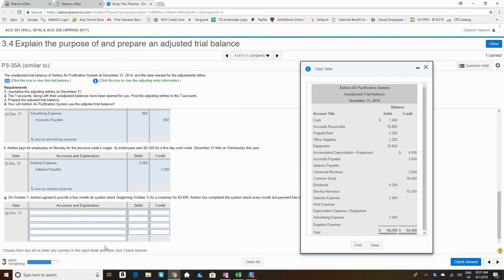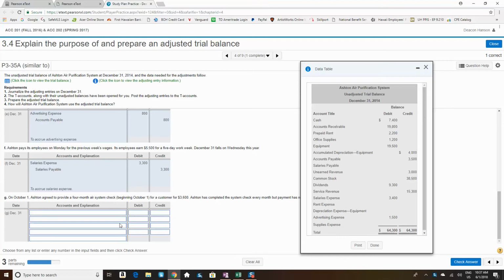Okay, what it's saying is, we did the work. Ashton did the work. So they actually earned $3,600. They did the work, but they haven't been paid yet. Okay. So what we have to do is we have to record it as revenue. Remember, revenue is recorded when it's earned, whether you received it or not.